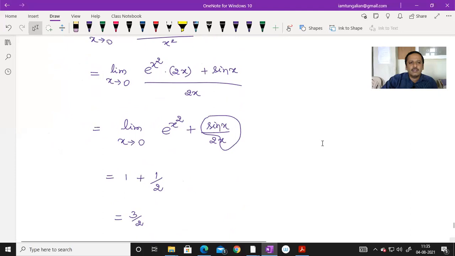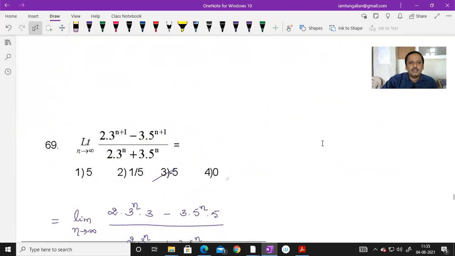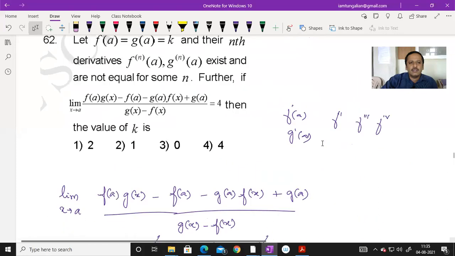62, 62, 62. Is equal to, and that is f of a equals k, g of a equals k. If limit x tends to a, f of a g of x minus f of a and f of x g of a divided by g of x minus f of x equal to 4.